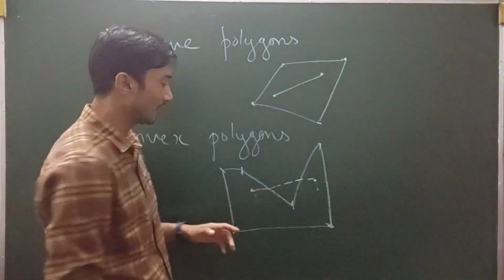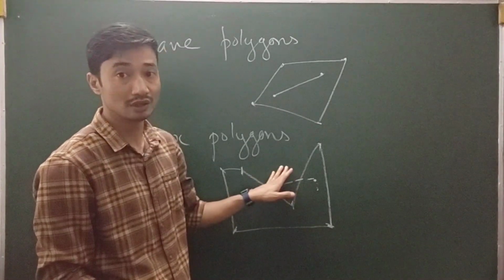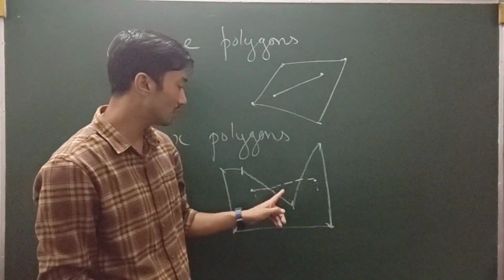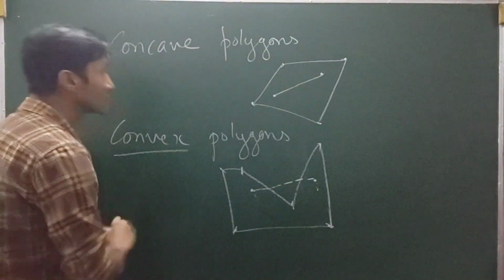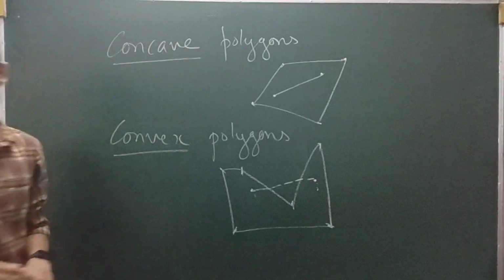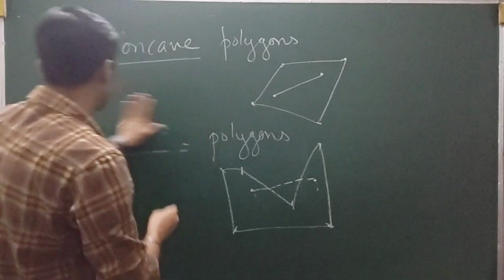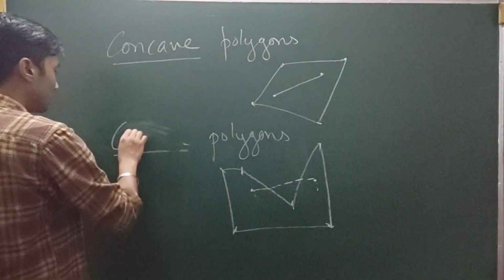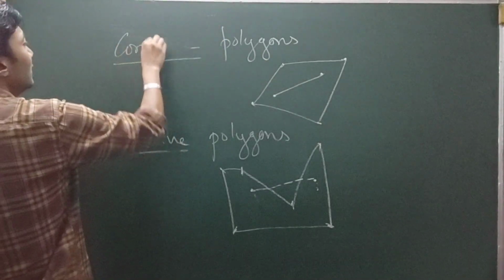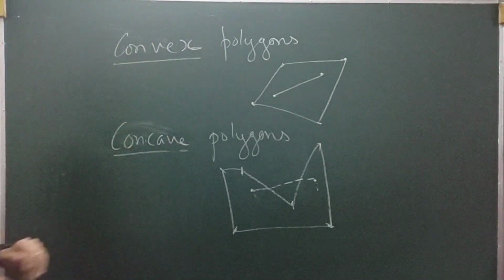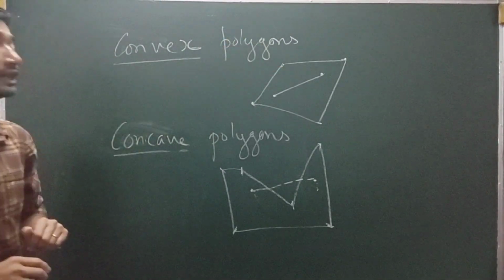Now you see what happens. When I was joining them, I had to go outside. This is the exterior of the polygon. So when I was joining 2 points in the interior, I had to go outside. This kind of polygon is called a concave polygon, C-O-N-C-A-V-E, and the other kind is called a convex polygon, C-O-N-V-E-X. Sorry for that, I mixed them up.